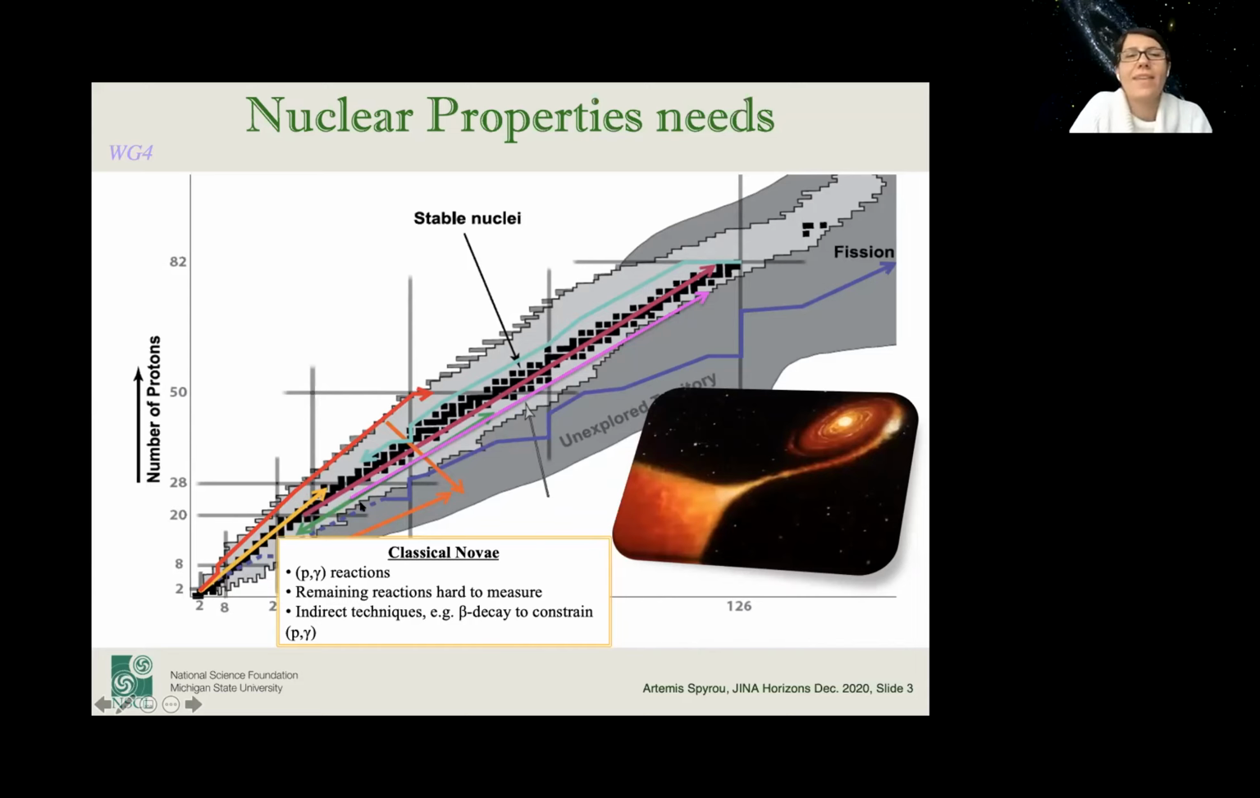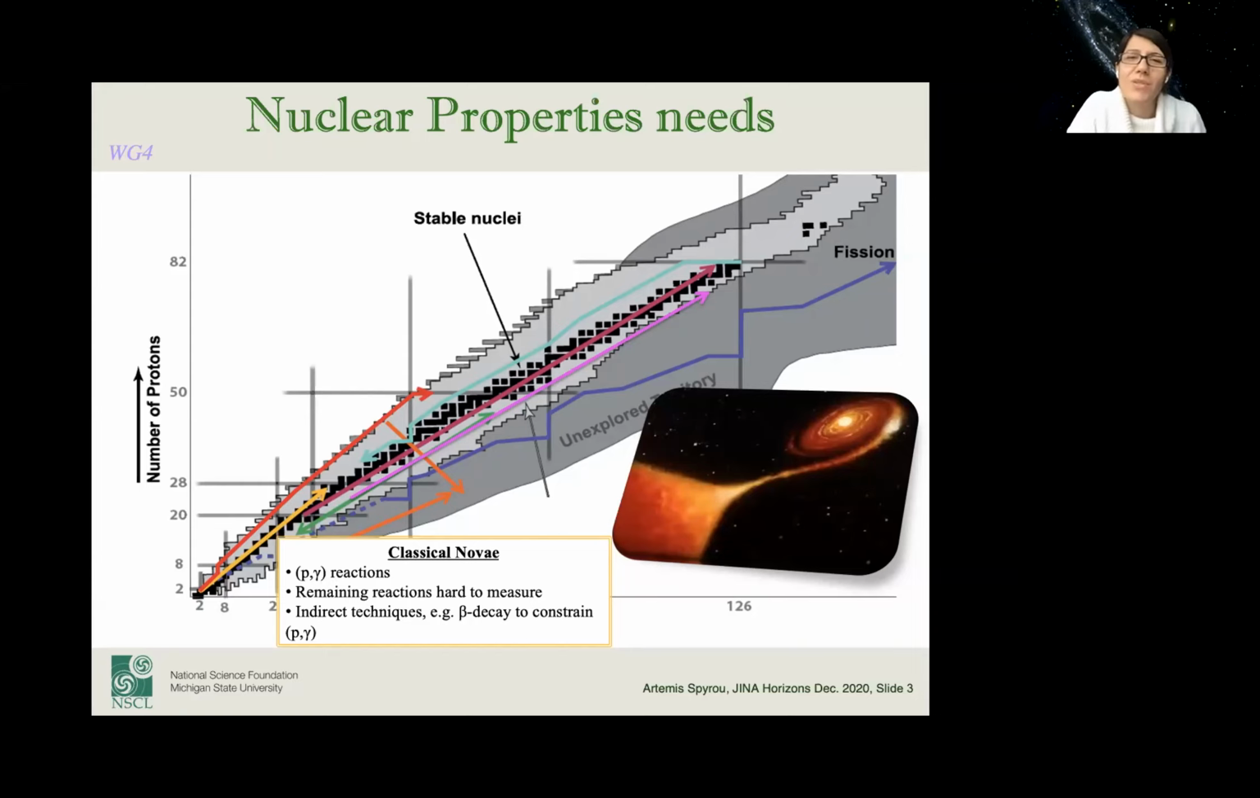Even though it's not heavy element nucleosynthesis, I thought I would include it just for completion purposes, because they do need some radioactive beam experiments. And so this is one of the scenarios where almost everything is measured experimentally. Not everything, but almost. So this is one of the most complete pictures we have. However, the missing reactions we have, and they're mainly p-gamma reactions and some alpha-gamma, are very hard to measure.